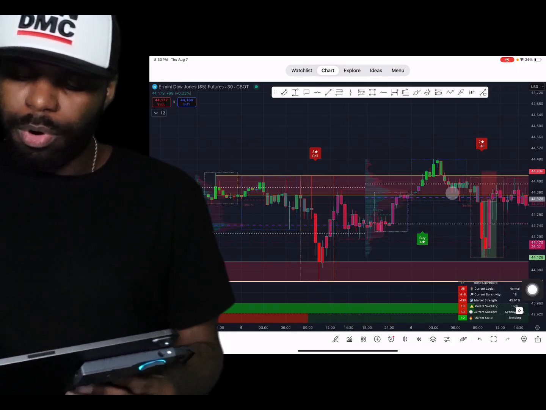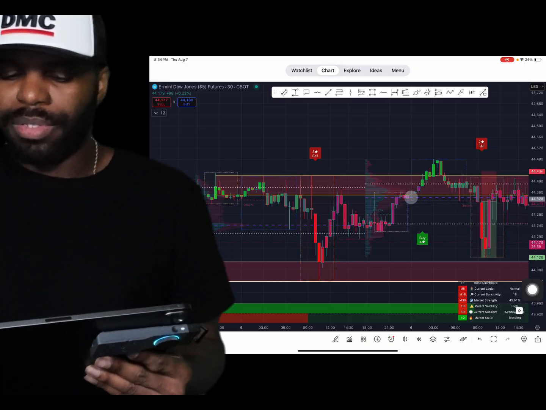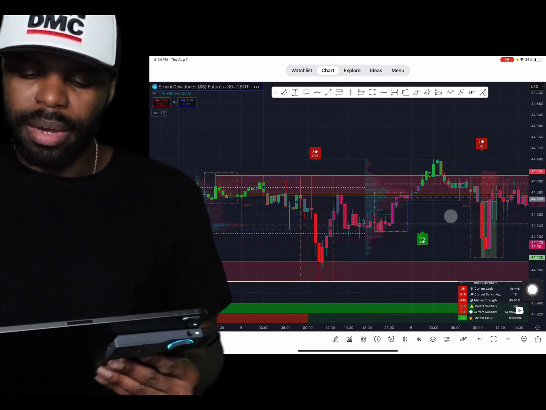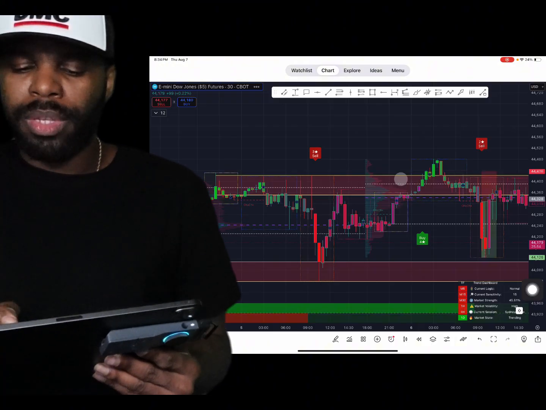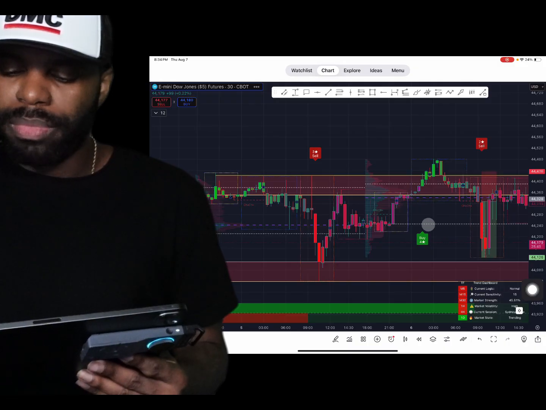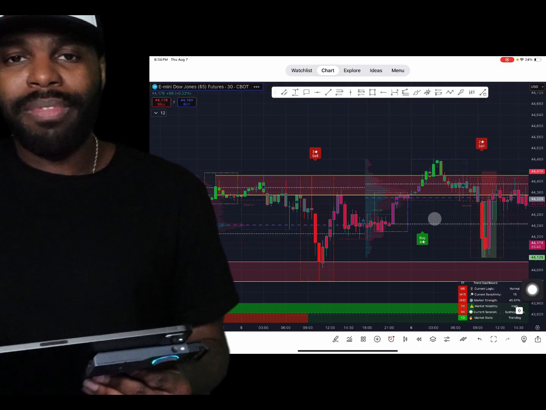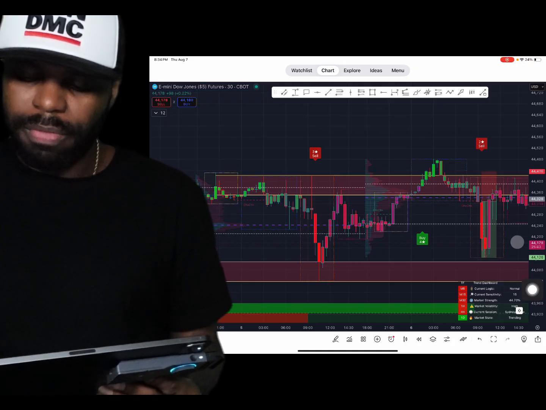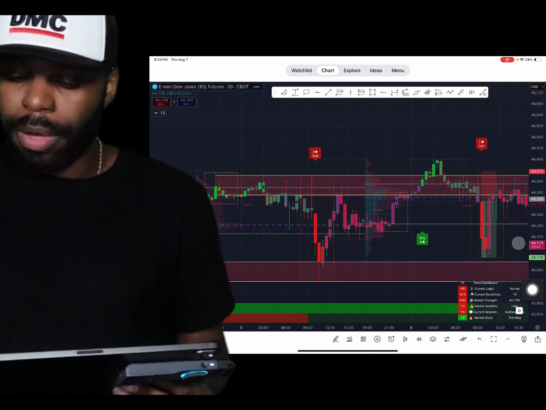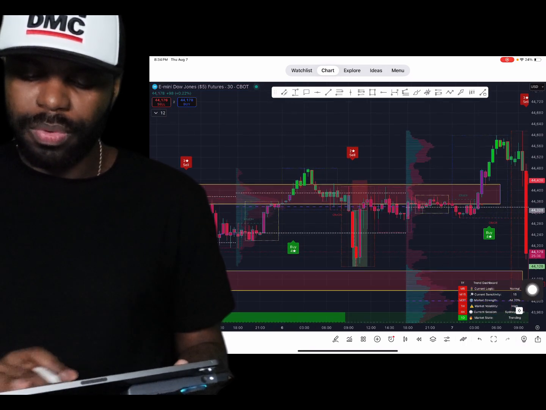So you see this purple line right here. This is the point of control. This is where a lot of buyers and sellers are happening, that level right there. And these white dotted lines: the top one is called the value area high, and the bottom dotted white line is the value area low. These are the three levels that I like to mark up before I start trading any session, and I look at the previous session. I'm going to show you guys how I mark these three levels up.